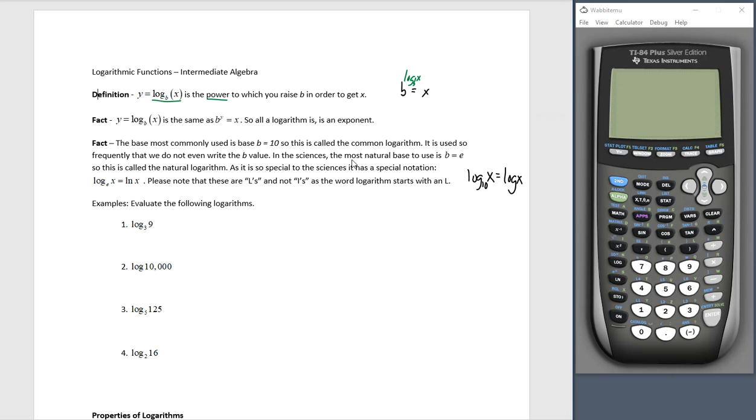But in the sciences, the most natural base to use is a base of e, and this is called the natural logarithm. The 2.718, we talked about this in an earlier lecture. Check out the playlist if you need to see others. As it's so special to the sciences, it has a special notation. So this log base e is ln of x.